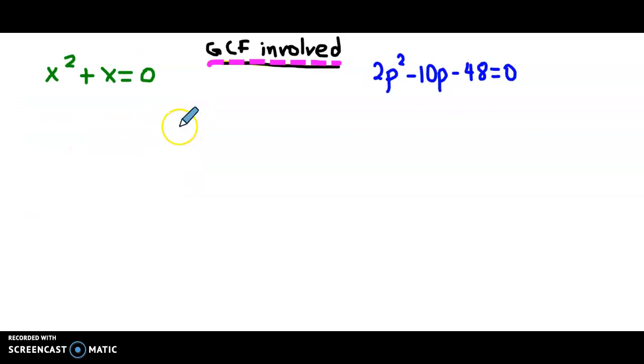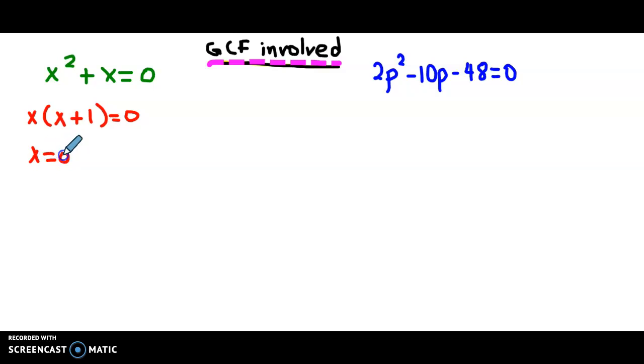For these two examples, I see that I have a GCF. So first, I need to pull out the GCF. Let me go to the green problem. I see between the terms I'm sharing an X, so I will pull an X out from each. And I'm left with this if I pull out an X from each. So at this point, I have my binomial factored out, and I have two factors equal 0.